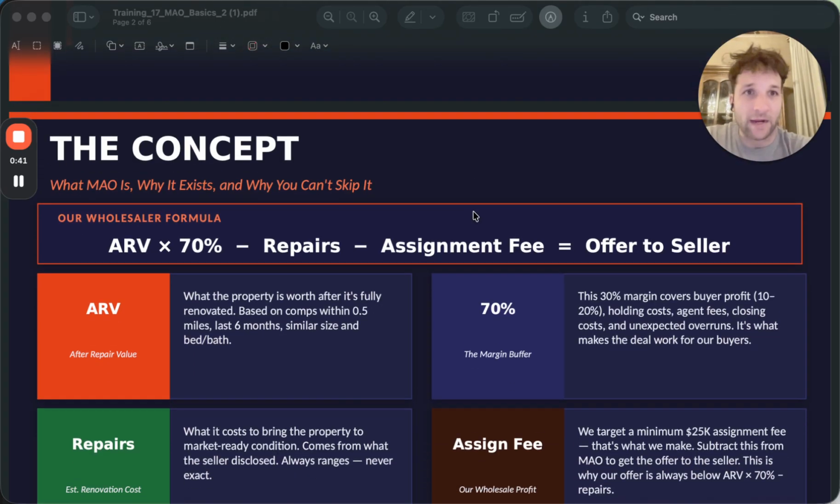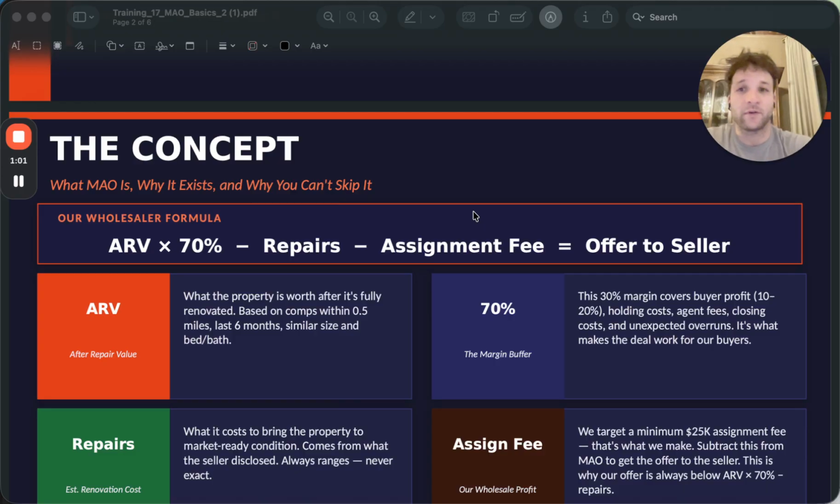So ARV, after repair value, what is it? It's what the property is worth after it's fully renovated. So this is based on comparable properties within half a mile radius, the last 6 months. It's a similar size and bed bath count, and it's also brick to brick, frame to frame. So we'll take care of the ARV.